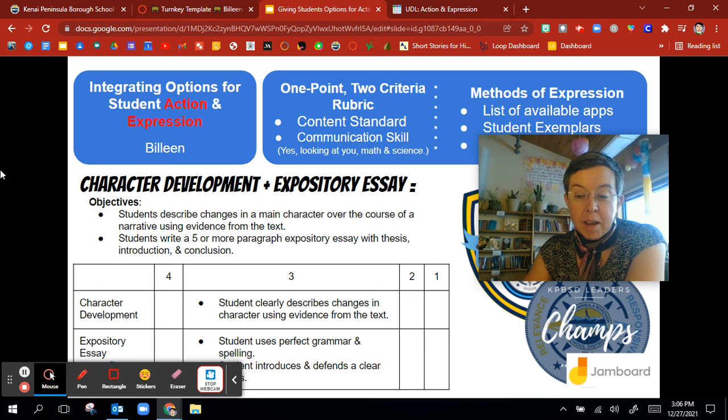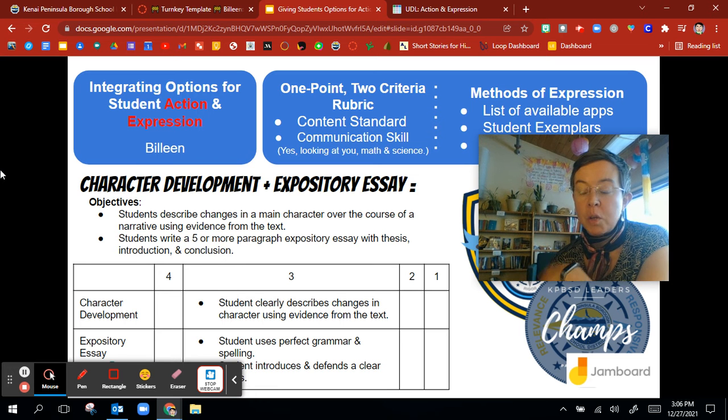this is an example of one that you can use. This is a character development plus expository essay, this is pretty basic. Most English teachers would be thinking about this when giving assignments to their students. So our literature standards ask us to have students learn about character development and identify, using evidence from the text, how characters grow and change over the course of a story. That's part of our literature standards.